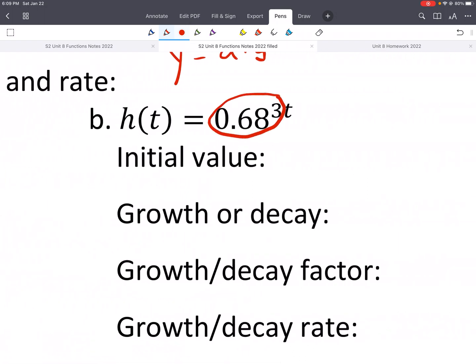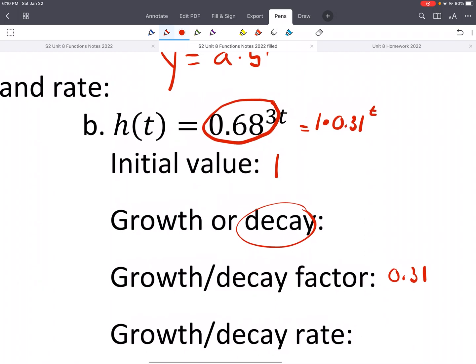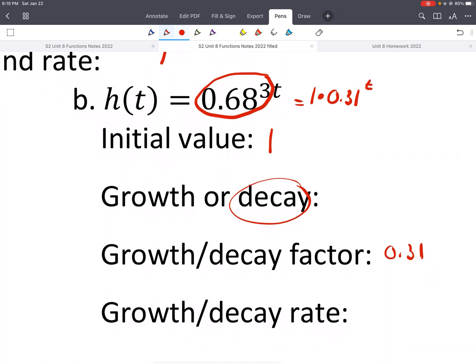Again, you'll need to just evaluate this. So get your calculator, 0.68, and then to the third. I end up getting 0.31 to the t. So for the initial value, again, you don't see it. It's up here in the front a bit, invisible. So it would be 1. And then it is decay with a factor of 0.31. And then the rate, again, is the difference from 1.